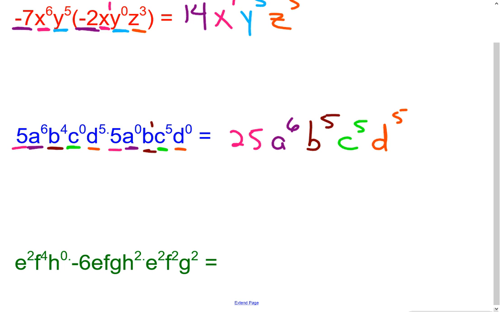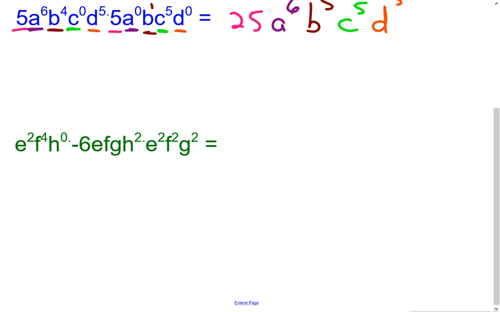And then my last example. Lots of variables, lots of exponents. Let's start off doing it the same way that we've done every other one. So start with any numbers. I have a negative 6 in here, and that's the only one. So then my answer has negative 6.